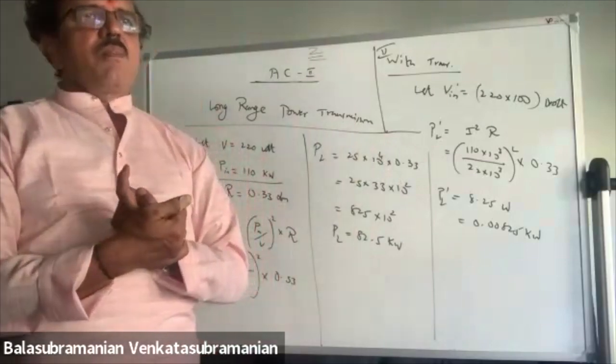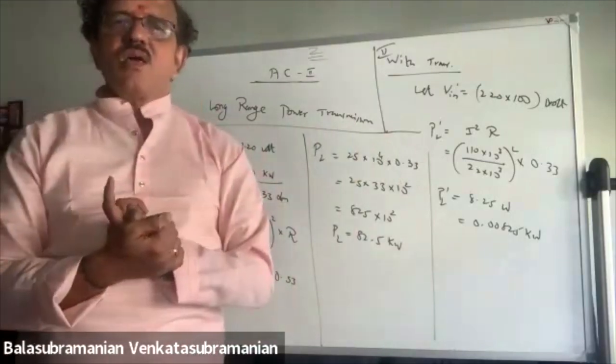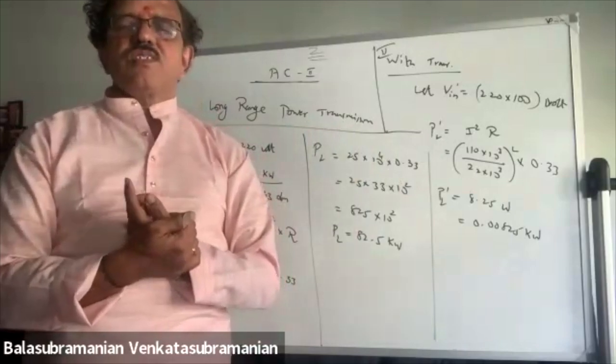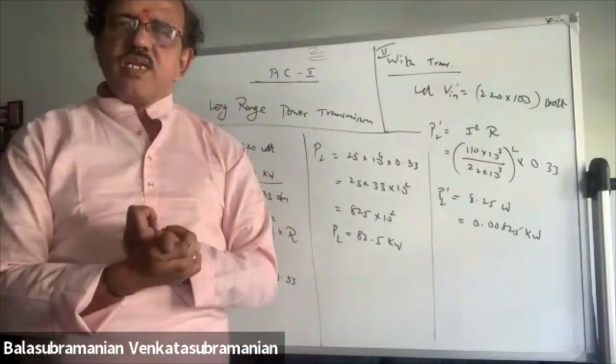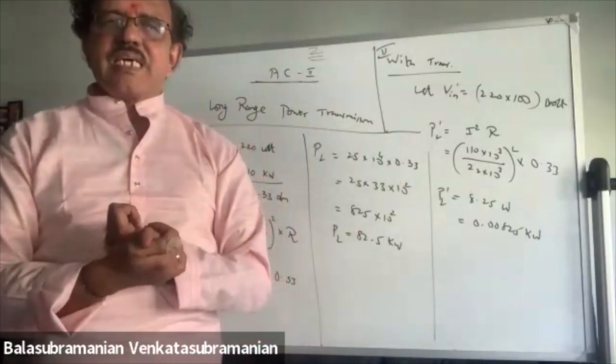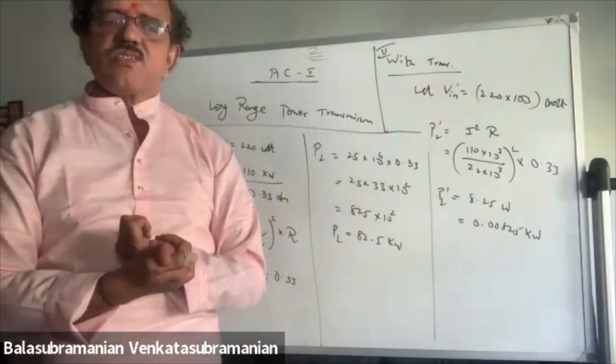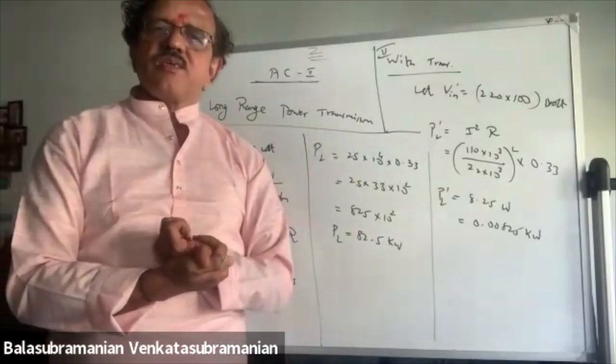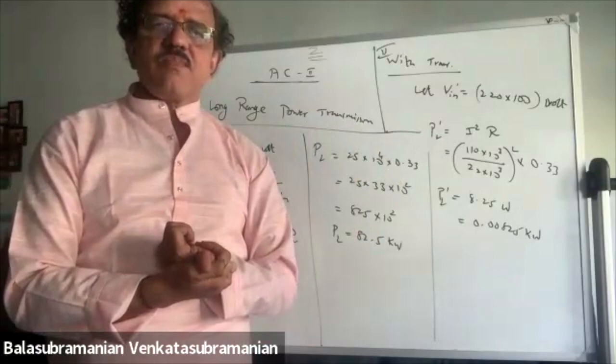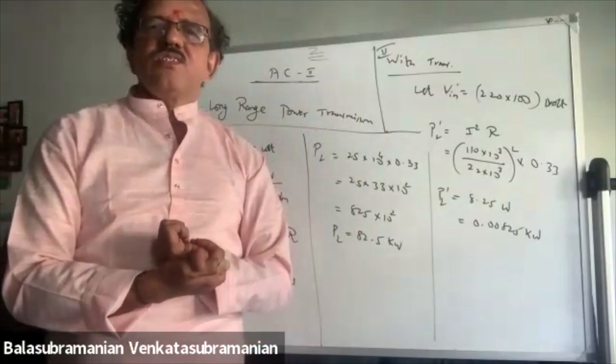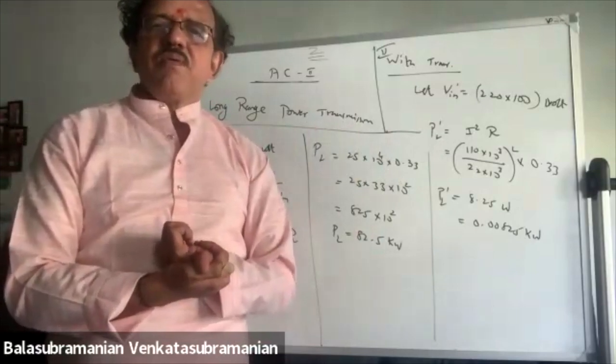Then overall we have discussed alternating current for a circuit containing only resistance, only inductance, only capacitance, and all the three put together. And finally we have discussed power in an AC circuit and the power factor in that.